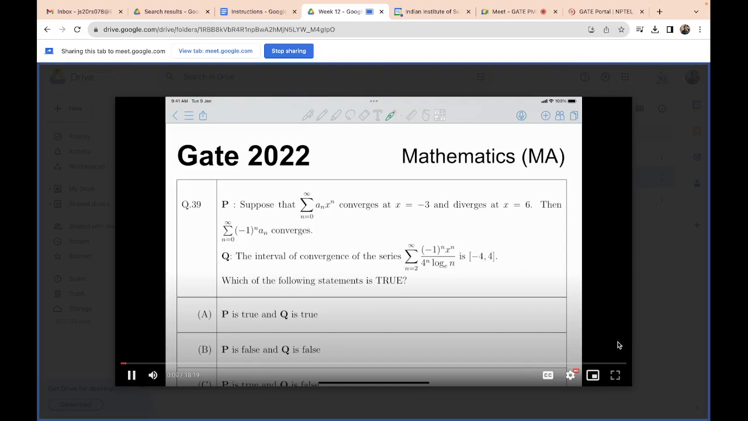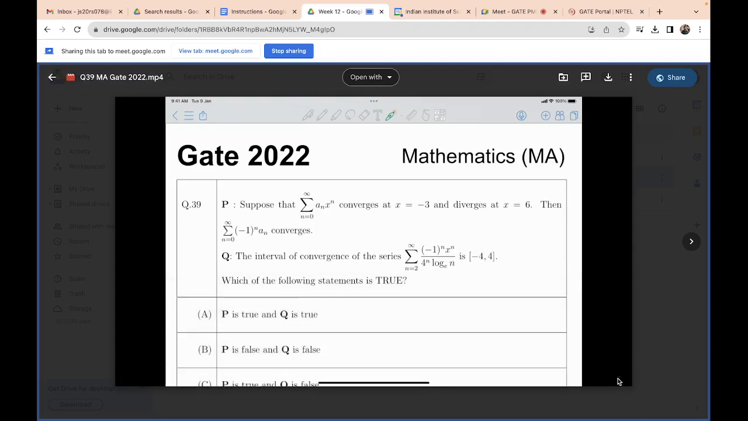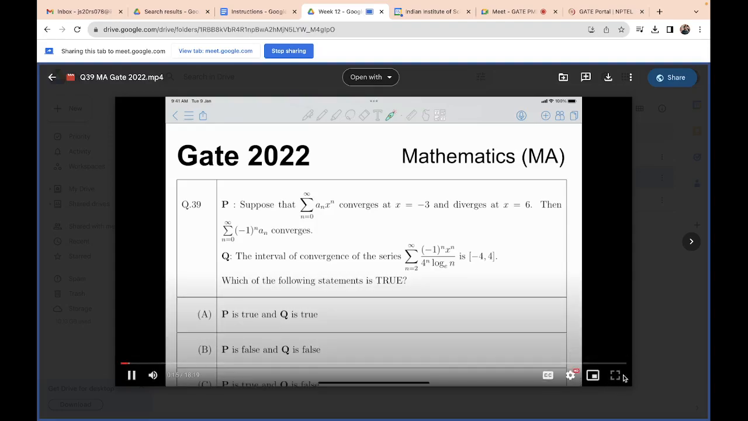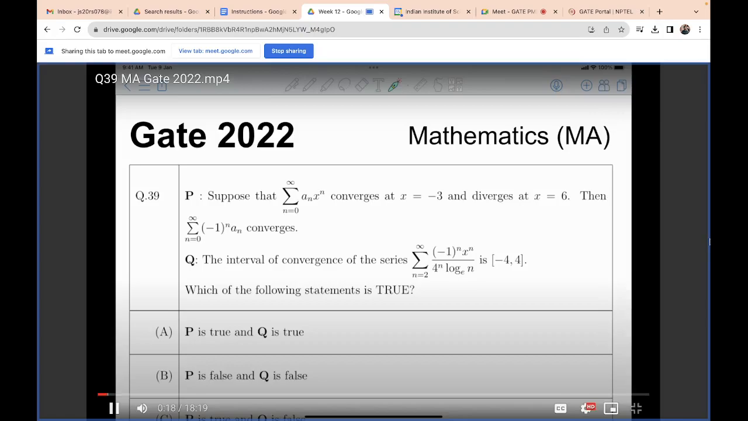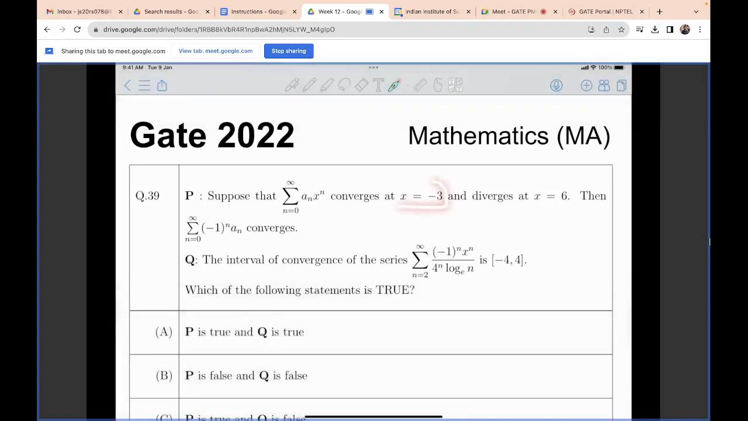Real analysis. This is the question number 39. So two statements are given. The statement P is saying that suppose a power series is given and saying that it converges at x equals to -3 and diverges at x equals to 6. Then the series -1 to the power n converges. So this is the statement P. The statement Q is saying the interval of convergence of the series given by this is -4 to 4.